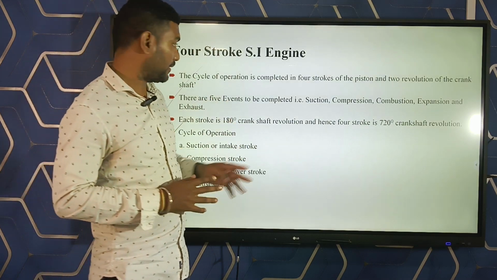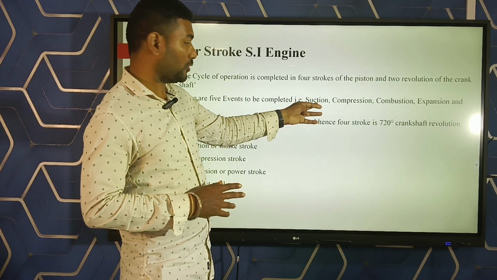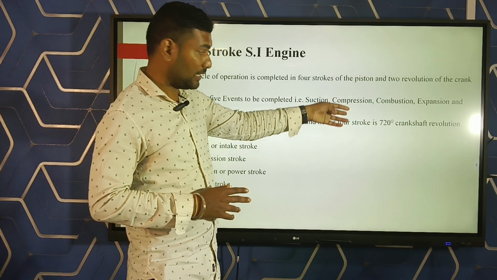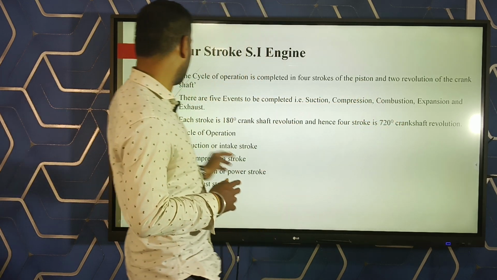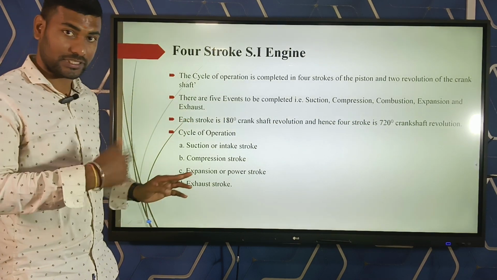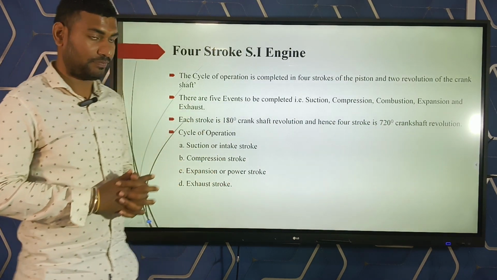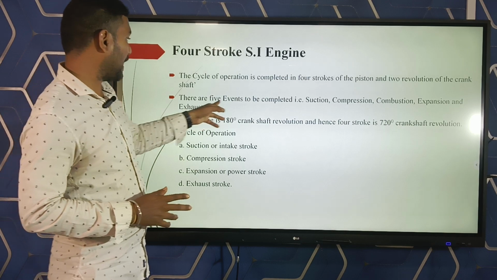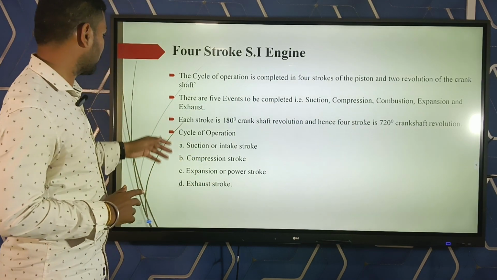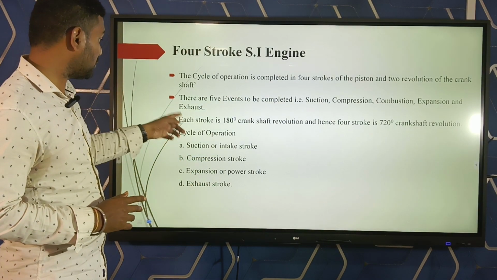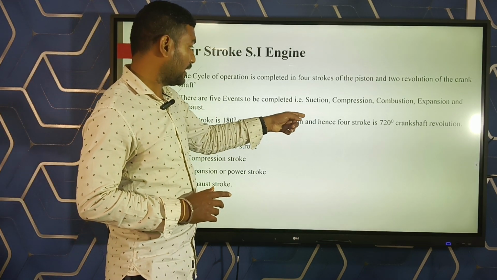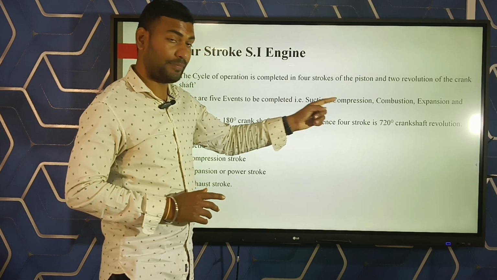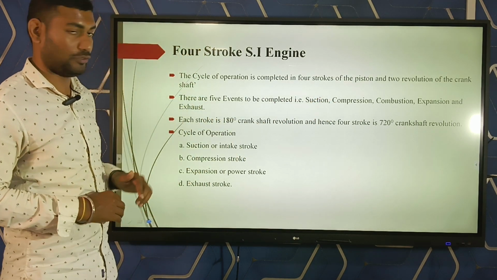First is your suction process, second is your compression process, third is your combustion process, fourth is your expansion process, and last process is your exhaust process. Total 5 events. Next point is your each stroke is 180-degree crankshaft revolution, and hence 4-stroke is 720-degree crankshaft revolution.